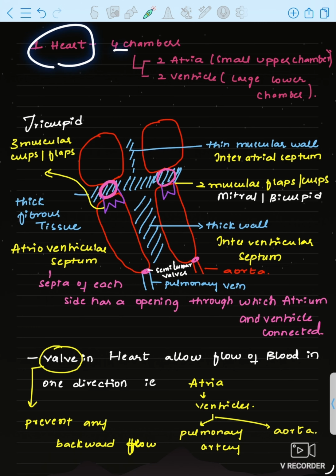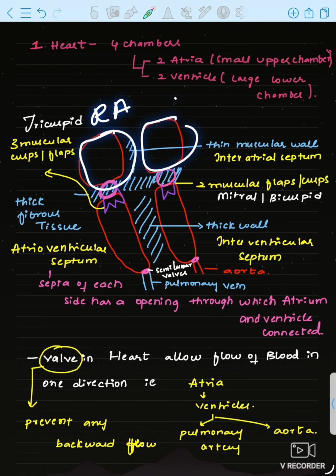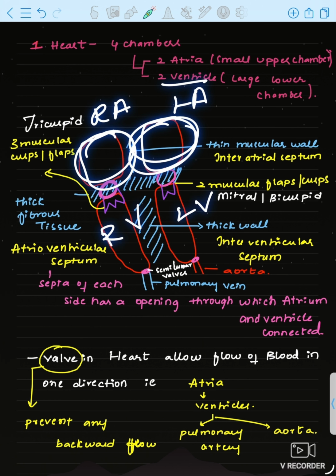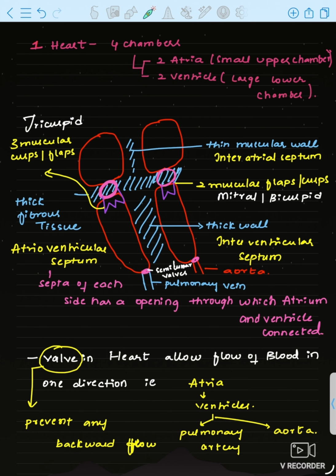So the heart has 4 chambers in humans, we discussed earlier: 2 atria and 2 ventricles. See, these are the atria, right atrium, left atrium. These are smaller upper chambers, and the ventricles, right ventricle and left ventricle, are larger lower chambers.